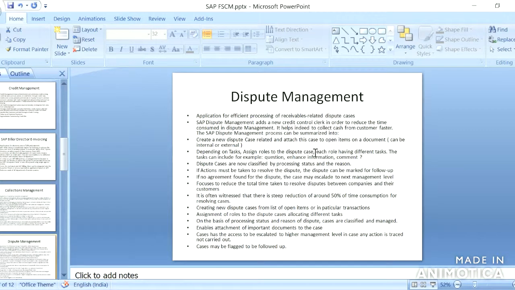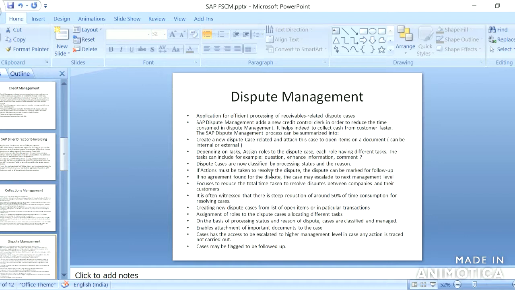So there are different kinds of roles, each role having different tasks. The manager will have different tasks, or there will be different roles in the organization. So he will tell I need more discount, or I will tell the product is defective, or he will say the product quality is not good. So the tasks can include, for example, question, enhance information, comment, something.